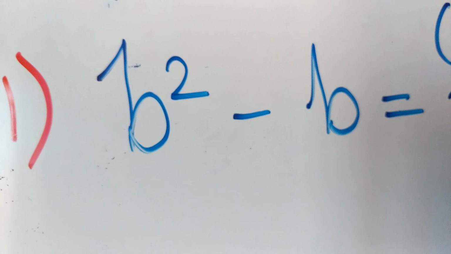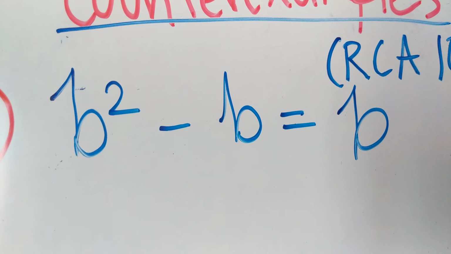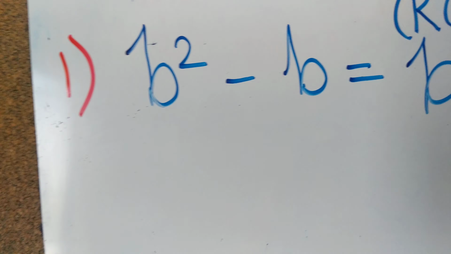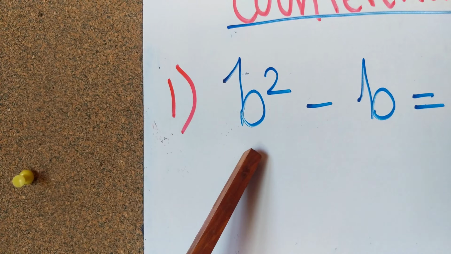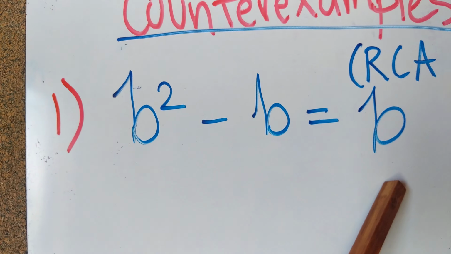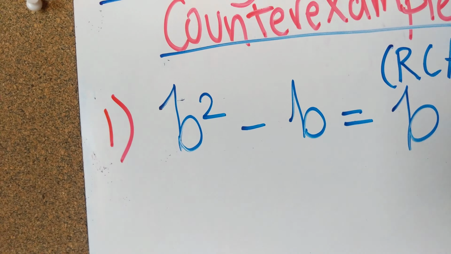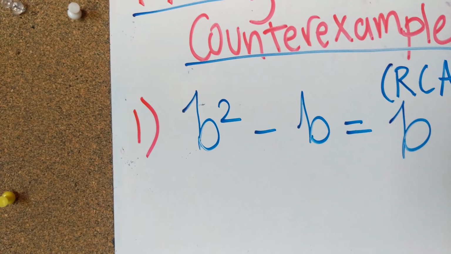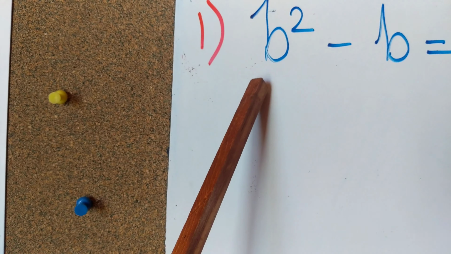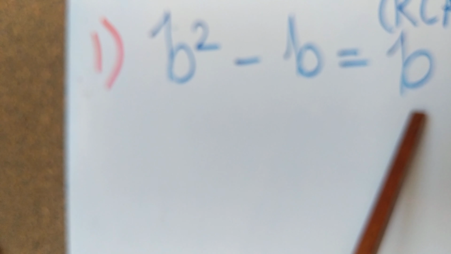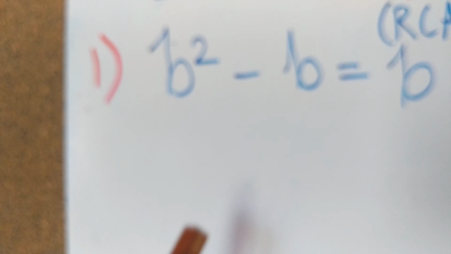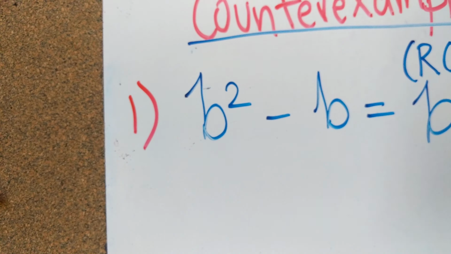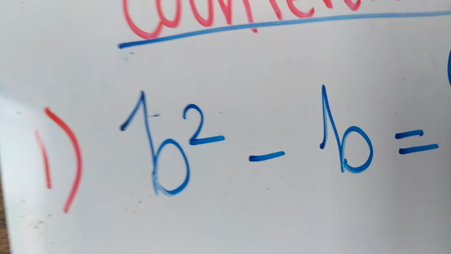b squared minus b equals b. How can we show that this is not true? How can we show that all of this is not equal to this? Very easy. We have to choose a number for b. And if when you choose that number for b and you substitute it here, here, and here, it shows that this is not true, then you would have been successful.